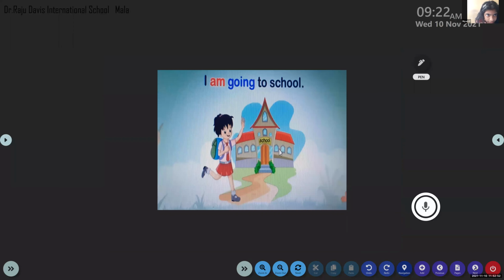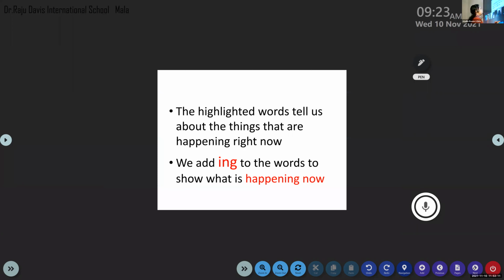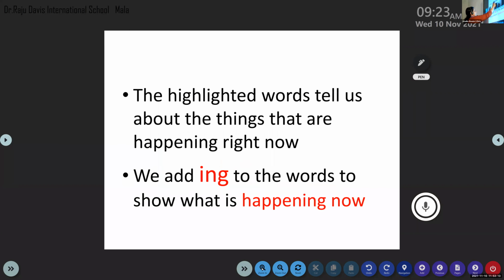The birds are flying. Yes, what is the girl doing? I am going to school. She's going. She hasn't reached the school; she's on her way. She has to go to the school. So we say I am going. What is the form of action in progress, my dear children? We have added ing to the verb form. So we have to add ing to the verb form to show that the action is happening now.